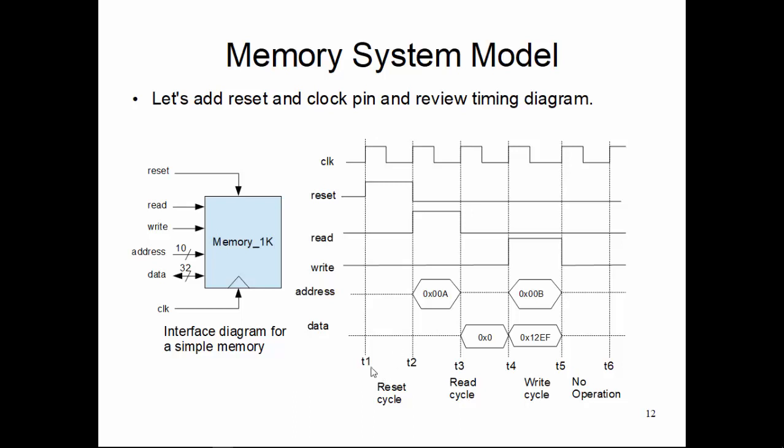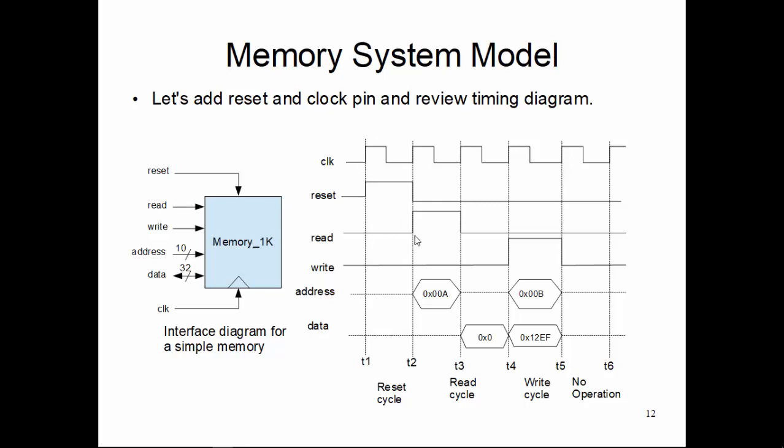So we have time points T1, T2, T3, T4, T5, T6, and at T1 reset goes up, and then it comes down at T2 time. This is the clock signal. T1, T2 is defined by, or at least represented by, this clock signal. In this cycle, which is called a reset cycle, all the previous memory contents are just wiped out.